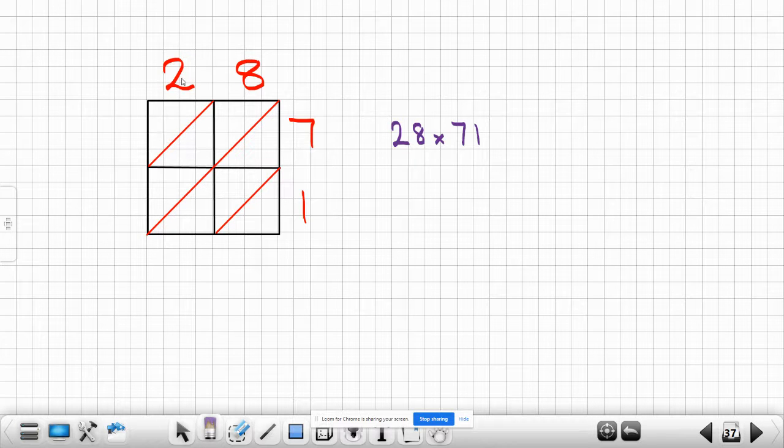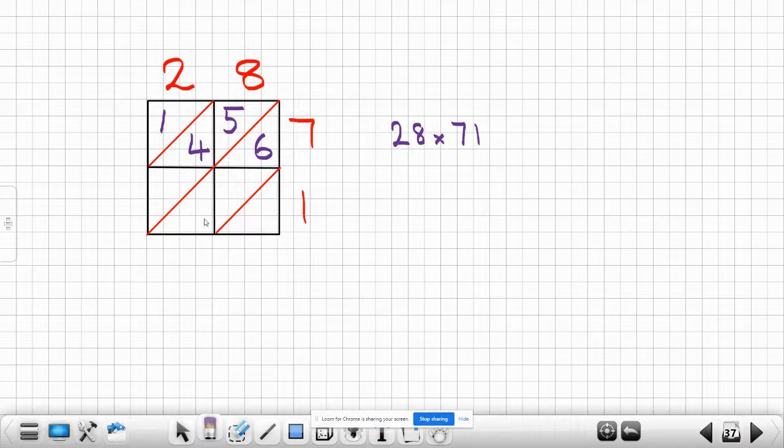So in our first box, 2 times 7 is 14. 1 at the top, 4 at the bottom. In our next box, 8 times 7, another very tricky one. If you don't know your tables well, 8 times 7 is 56. 5 at the top, 6 at the bottom.